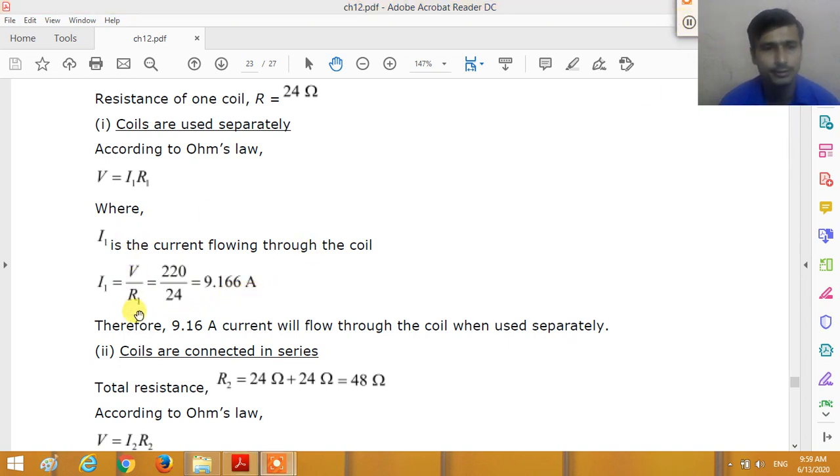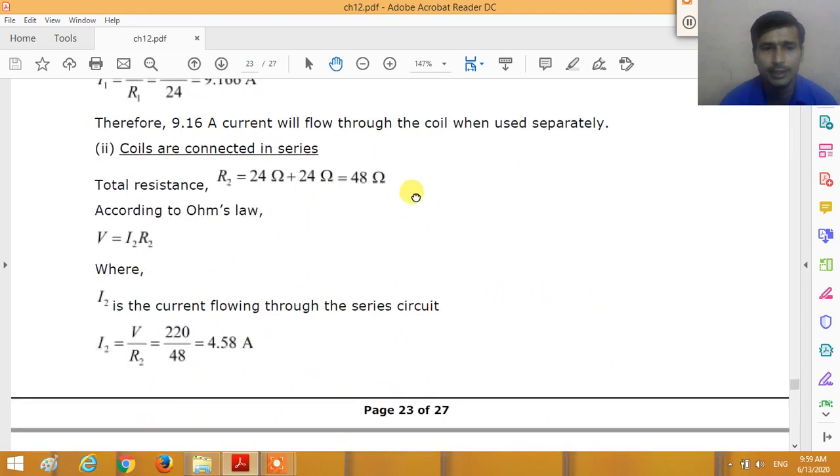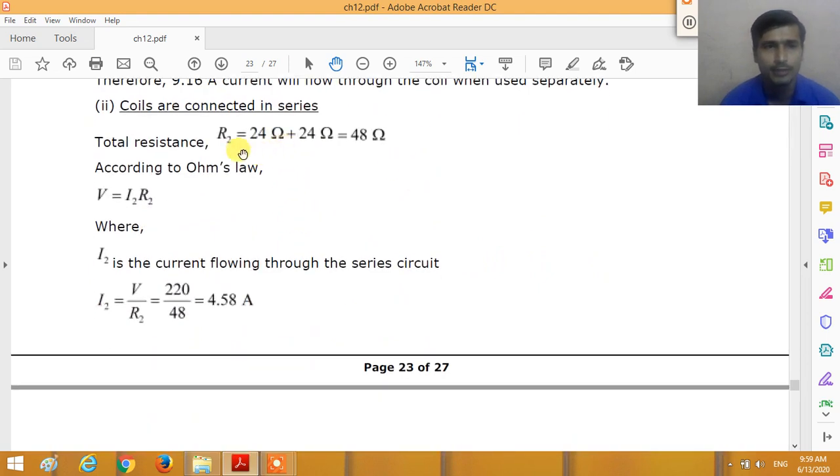So dear students, when we connect a coil separately, a current of 9.16 ampere will flow through the coil. Now when the coils are connected in series, right, when both coil A and coil B are connected in series, the total resistance is the sum of the individual resistances. So the total resistance will be increased. Total resistance R is equal to 24 plus 24, we get 48 ohm.